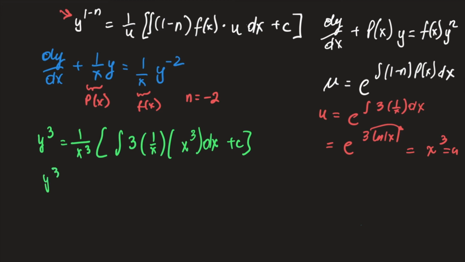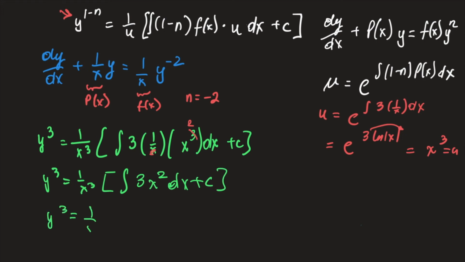So y cubed is equal to 1 over x cubed times the integral of 3x squared, since x and one of these cancel out, dx plus c. So y cubed is equal to 1 over x cubed times the integral of 3x squared, which we'll just do here on the side.